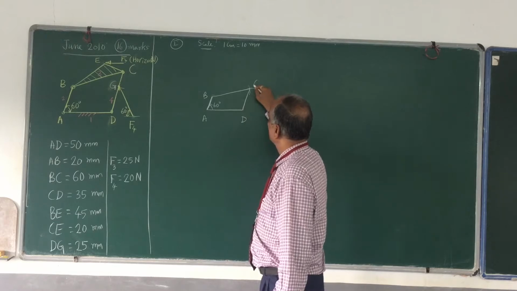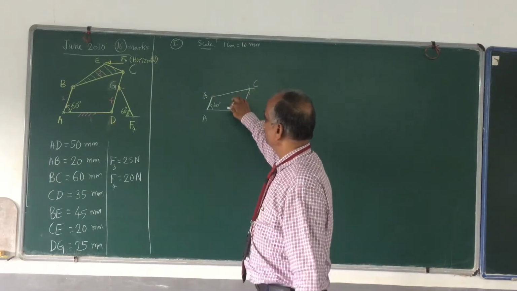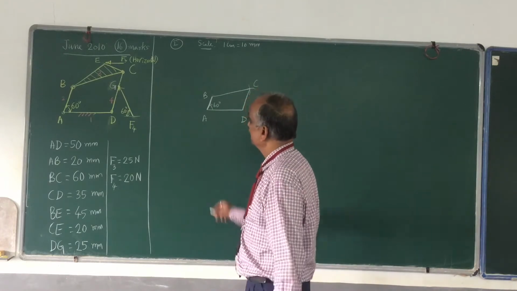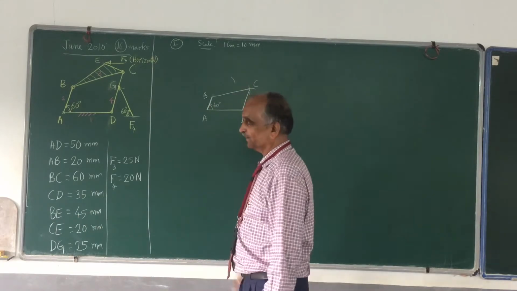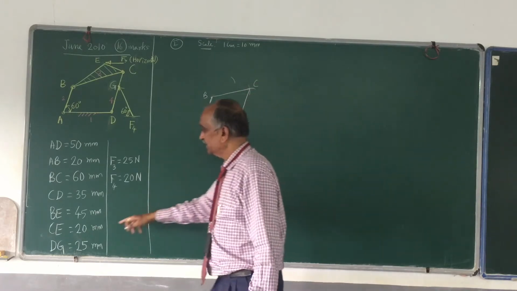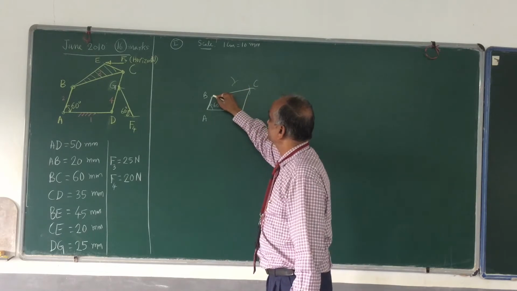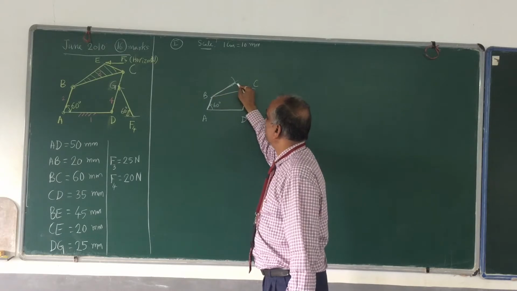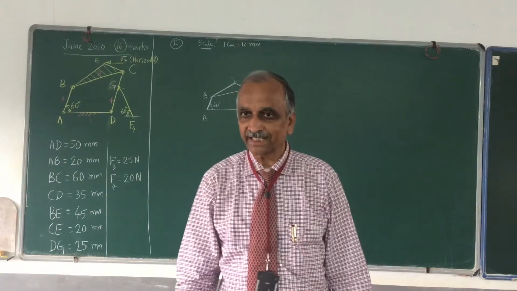Then this is D, this is C, A, B, C, D. Then link 3 is not in the form of a bar, it is in the form of a triangle. Therefore, let me complete it. With B as center and BE 45 mm, please draw an arc. And with C as center and CE 20 mm, draw another arc. Again I repeat, the shape I have drawn here is not a clear real indication of the exact diagram.